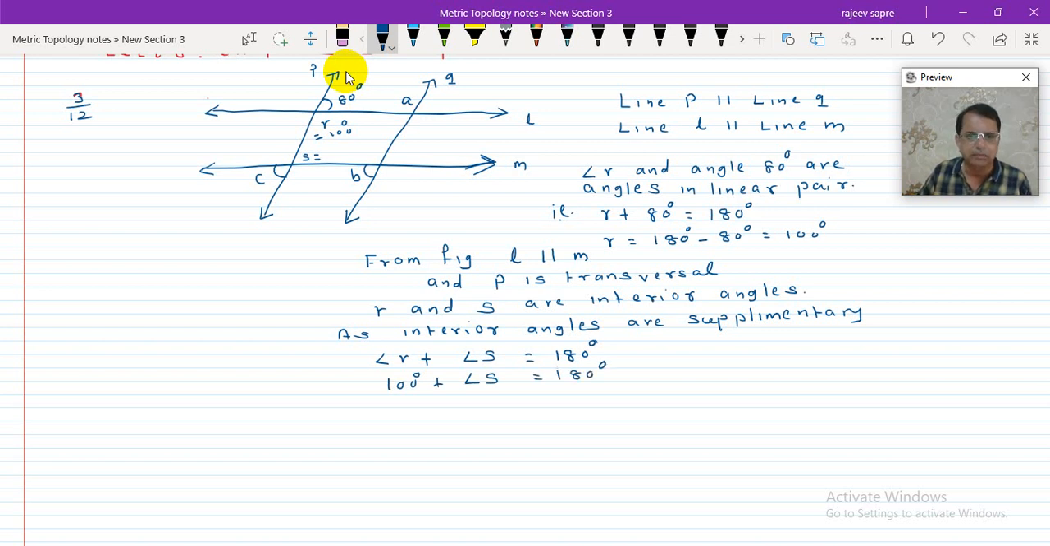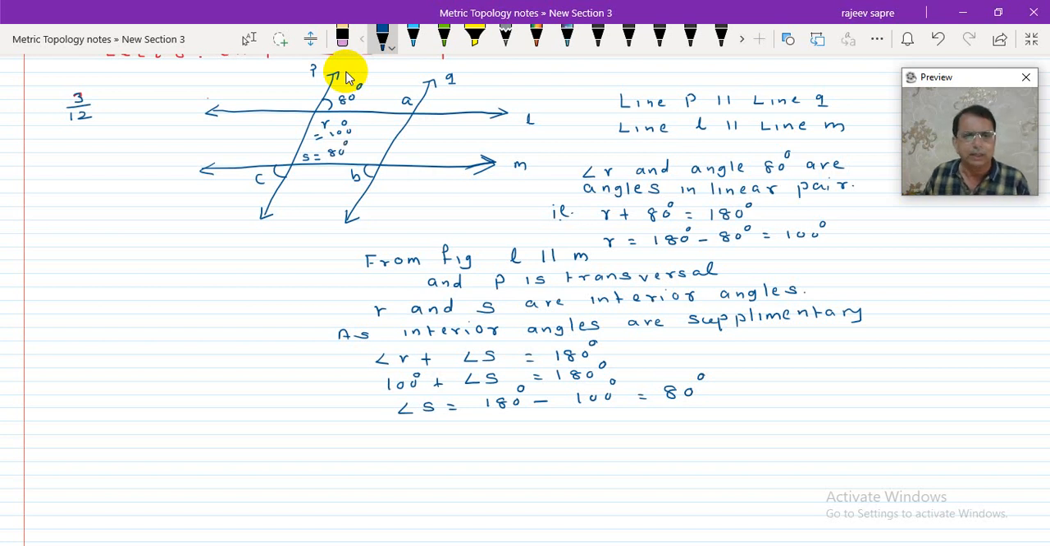Right? Because I can put the value of R as 100 degrees. So angle S is equal to 180 degrees minus 100 degrees. So it is 80 degrees. So this comes out to be 80 degrees. That is known to you now.